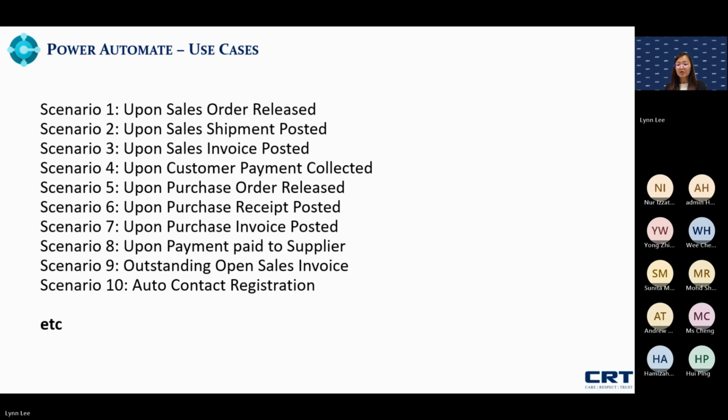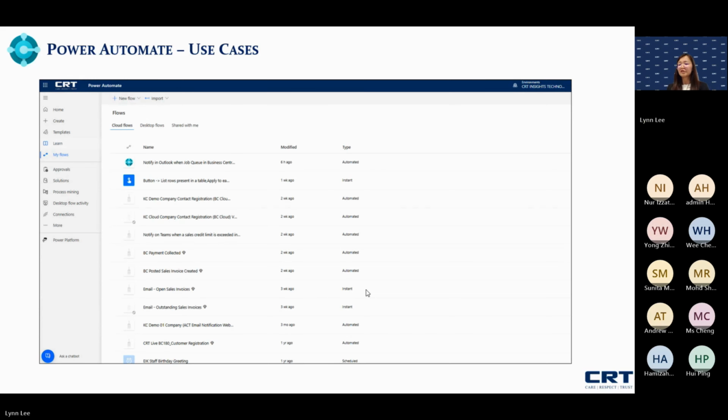Another one that is also very good is auto contact registration, scenario 10. When someone registers as your contact, you can ask Power Automate to work together with Business Central to automatically create the contact card. So this is a two-way setting for the integration. These are some of the Power Automate samples, created in the Power Automate portal.